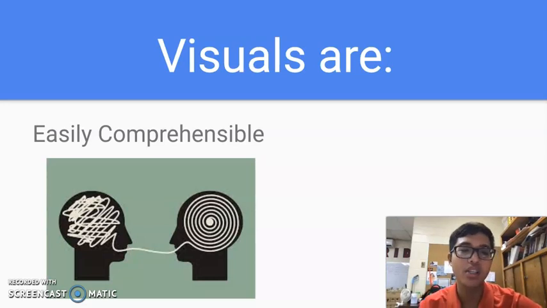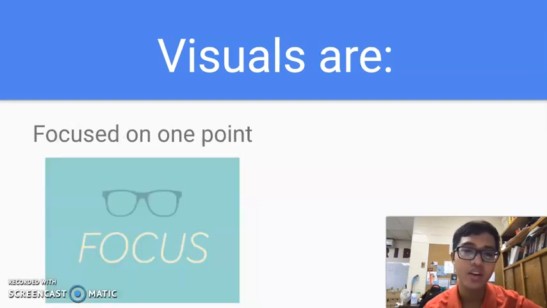Visuals that are well organized are easily comprehensible. Teachers want to make sure that the information given is easy to read and easy to understand. They're also focused on one point. So if we're given a slide, we want to make sure that our slide contains at least 1 to 2 sentences. And if anything, they're short. Like we said, too much information can hinder focusing on the main point, the one point that we want to focus on.